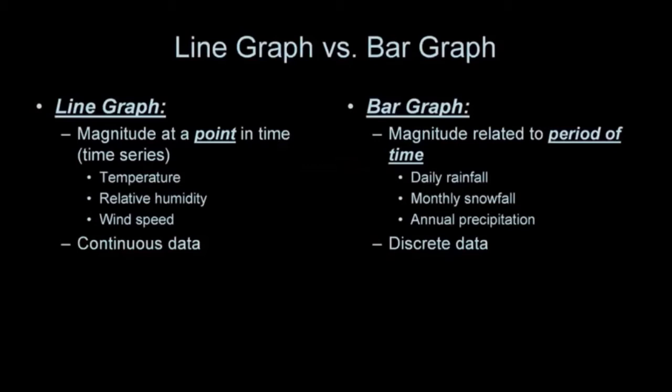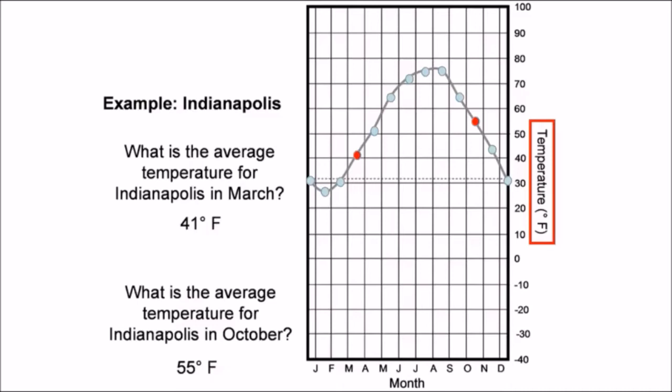Whereas if it's something that can actually be quantified, something that can be put into a container, for example rain or snow, then we're going to use a bar graph. Bar graphs measure a particular period of time. For a day, how much rain did we get on a certain day? We'd use a bar graph to showcase that. How much rain did we get for a certain month? Again, a bar graph. So we have to make sure to separate and distinguish line graphs versus bar graphs going forward.